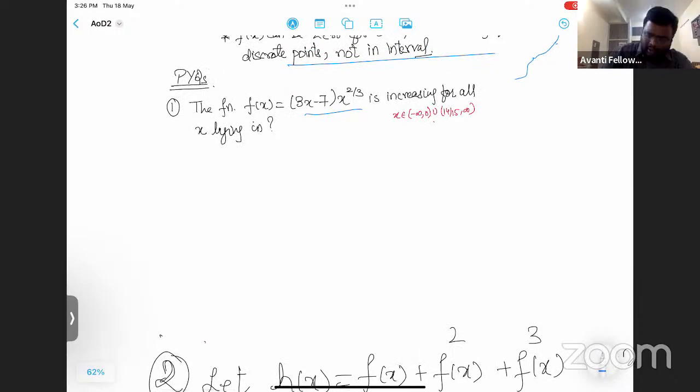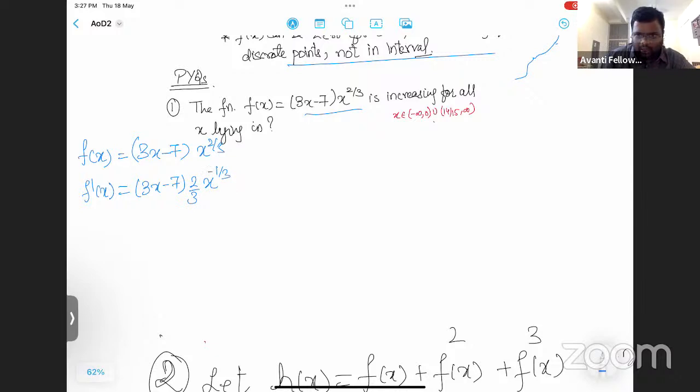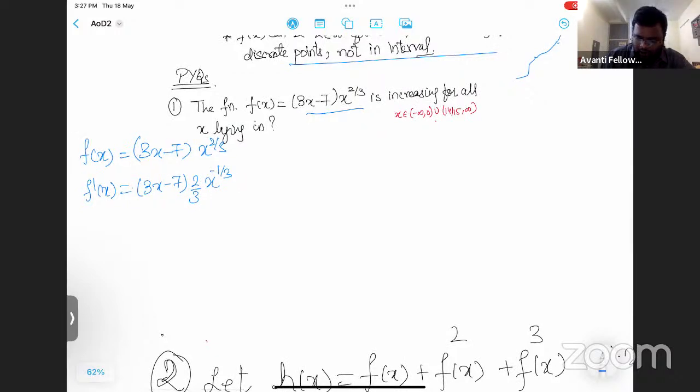Okay, so we are given f(x) is equal to (3x minus 7) x power 2 by 3. Now if we need to check for increasing or decreasing function, we need to find f dash x. That is step one. This is a simple derivative question. How do we differentiate it? Using the product rule. I'll keep the first function 3x minus 7 as it is. Differentiation of the second function will be 2 by 3 x to the power 2 by 3 minus 1, that is minus 1 by 3.